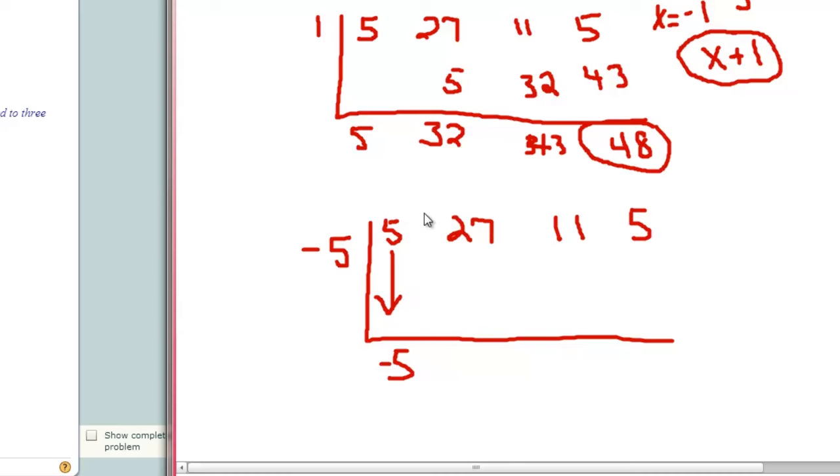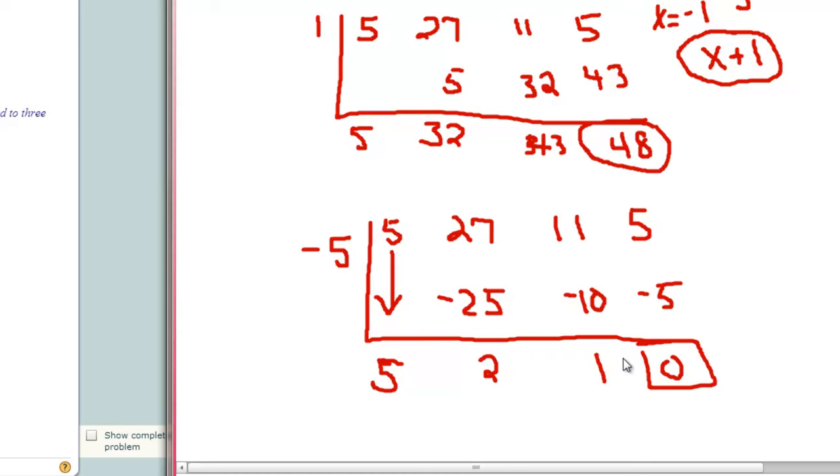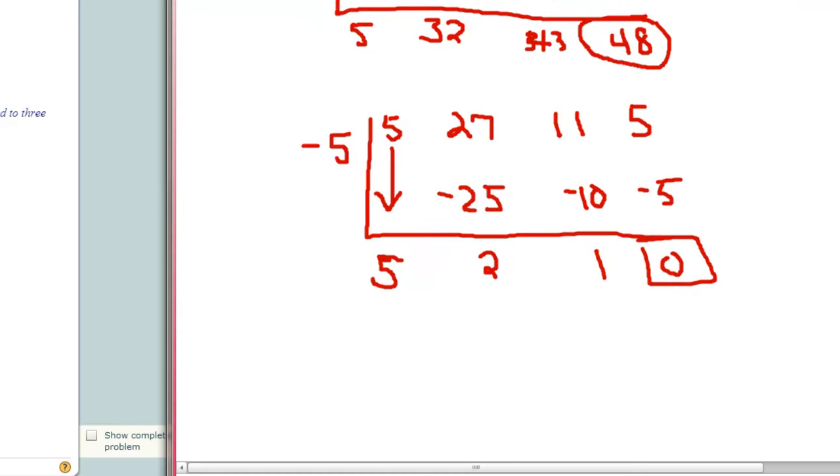And I almost made a goof again. Let's just put a 5 there. -5 times 5 is -25. And so from here, add those, we get 2. And then that's going to be -10. That ends up to be 1, -5. Oh, sweet, there we go. 0. So my remainder is 0, which means this -5 here is one of my possible zeros.